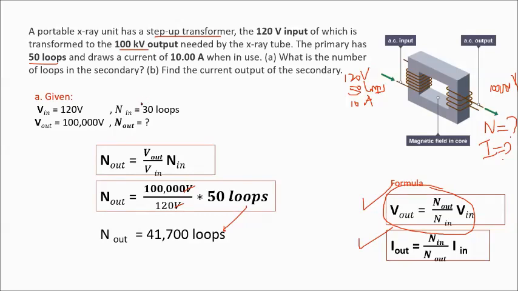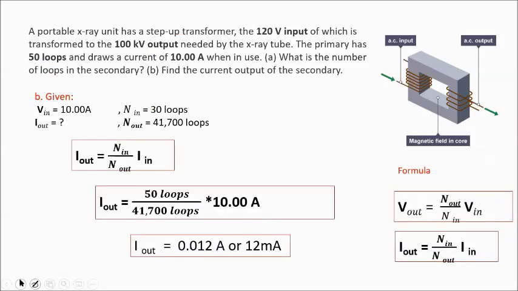By the way, this is 50. So, from 50 loops, parami yan hanggang sa 41,700 loops para magkaroon ng higher voltage. From 120 nakasaksak sa socket, ang ma-produce is 100,000 volts. This is to operate an X-ray. Yung X-ray kailangan ng high voltage.